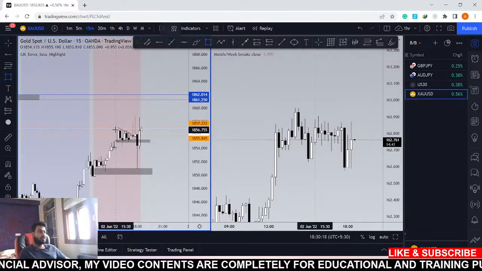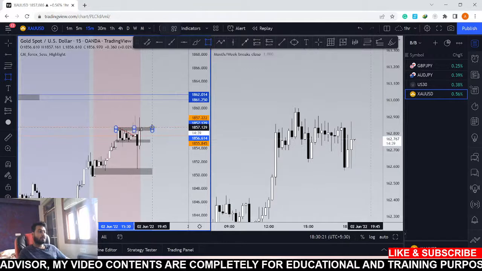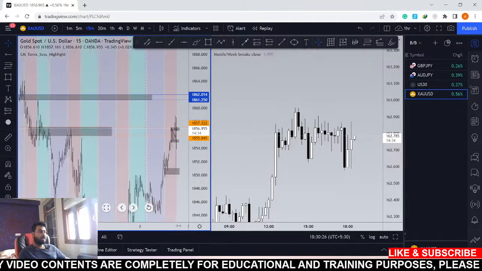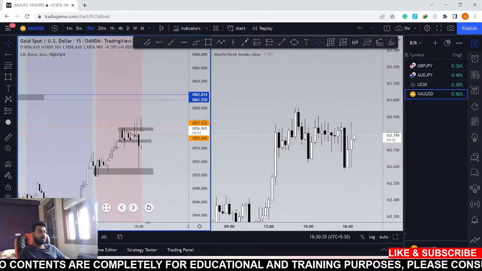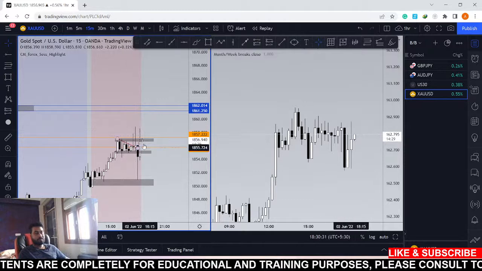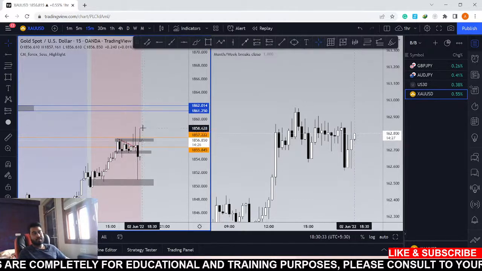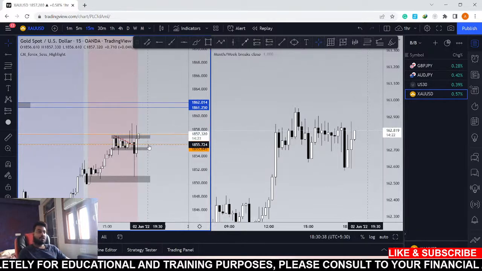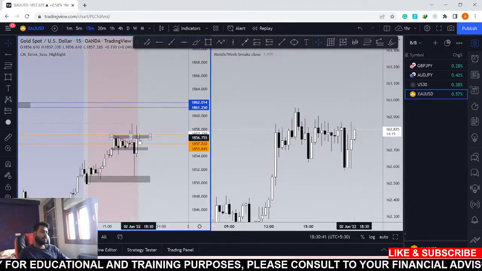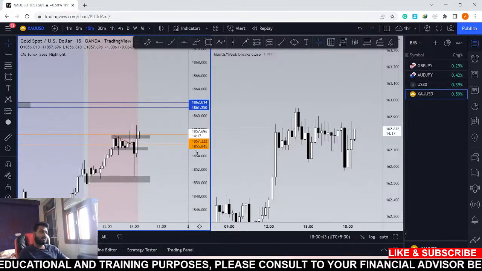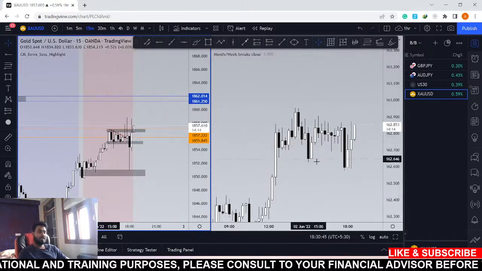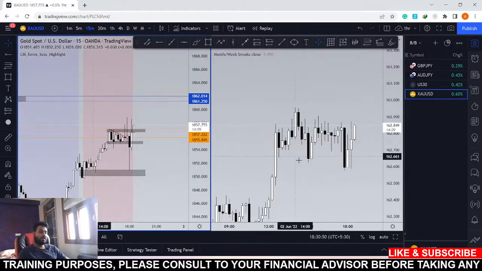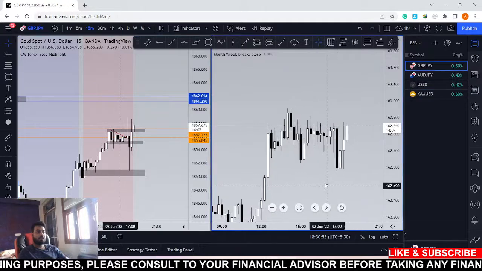Here you can see some sort of breakout. Keep an eye, but I will not jump in. I will be waiting for at least a 15-minute candle to close, and then I would like to place a buy stop order, not a market order, because this is the reason why you should place a limit order or pending order, not a market order.